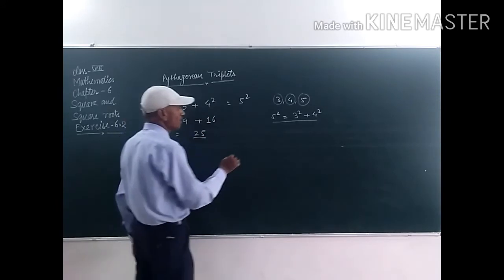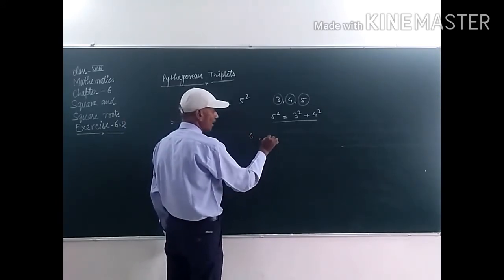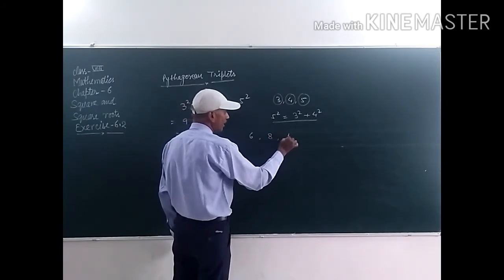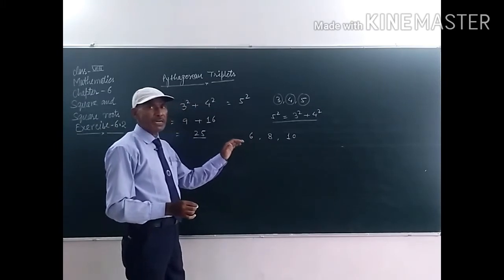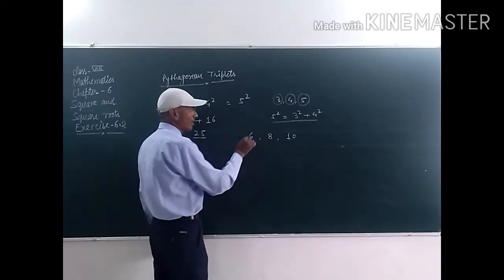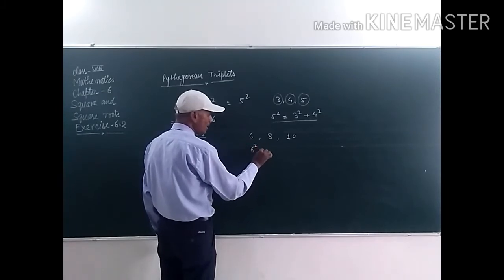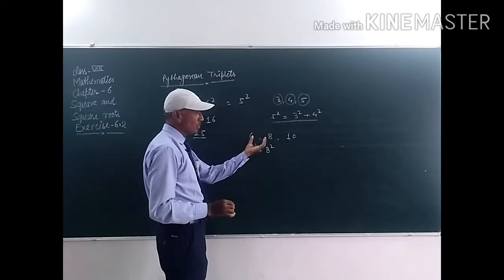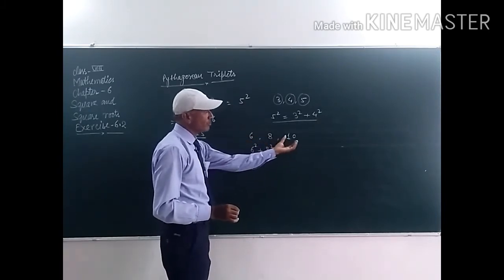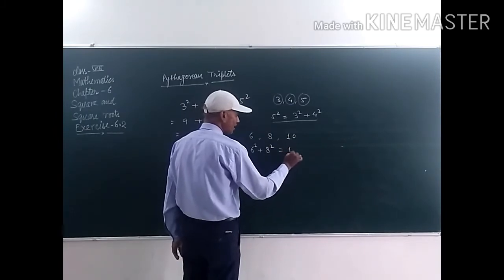Next triplet, student, one more triplet, that is 6, 8 and 10. These numbers are also members of a Pythagorean triplet. And in this student, 6 square plus 8 square, these are the smaller numbers, and this one is the greatest number, that is the big number, that is 10 square.